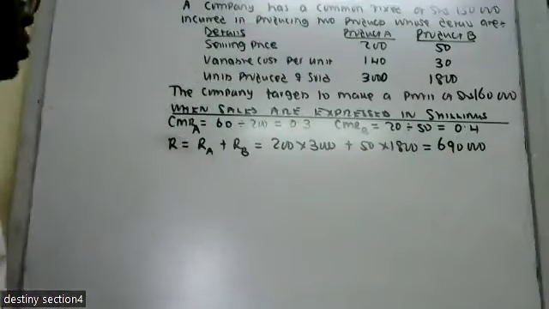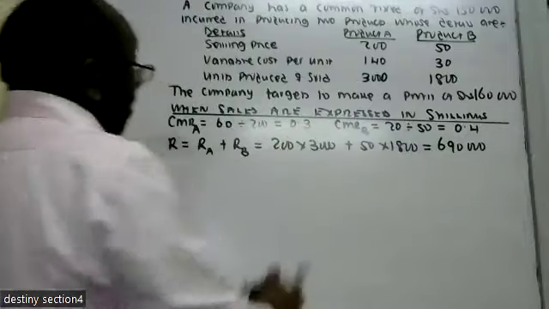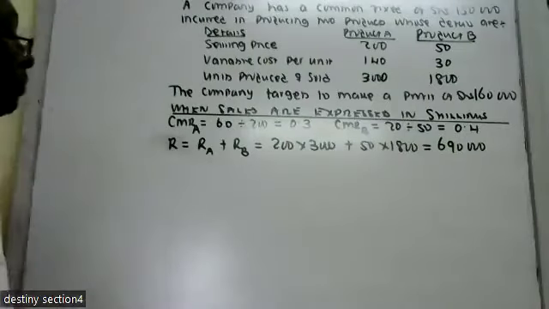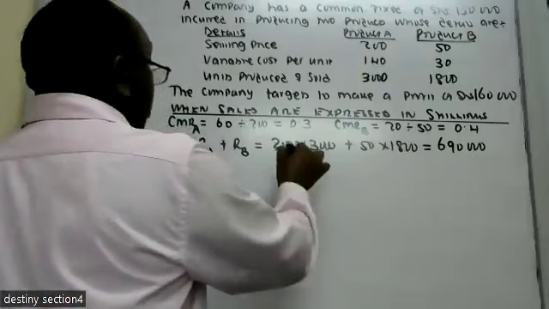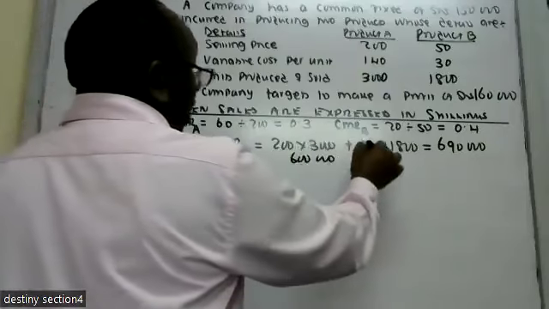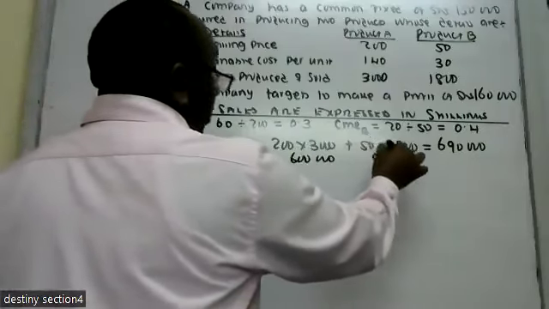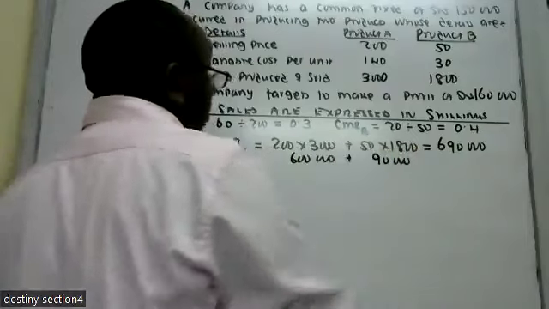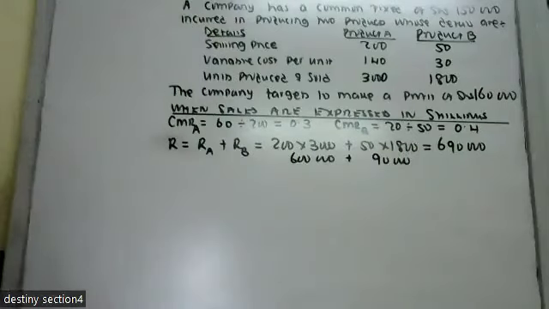But maybe we needed to know how much each is. This is 600,000, and this is 90,000. I needed to know that so that we are able to get the weights.